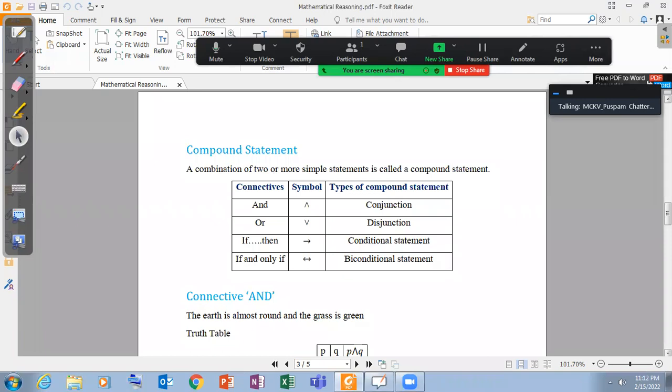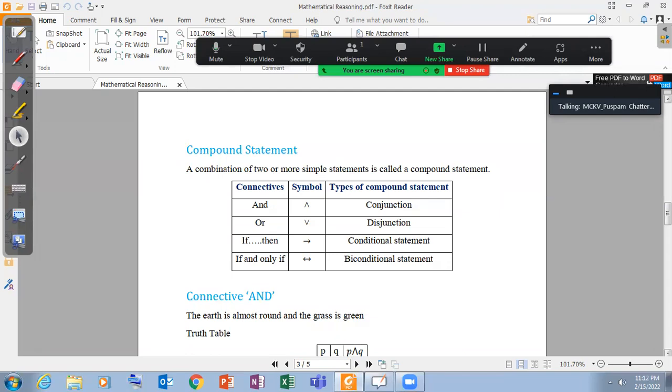There are four connectives for a compound statement. It's very important to understand the connectives. The connectives are and, or, if then, and if and only if. The symbols are very important. The symbol of and looks like an A without the middle portion of it, so it's a very easy way to remember. It is called conjunction. Or is the opposite symbol of and, and it is called disjunction.